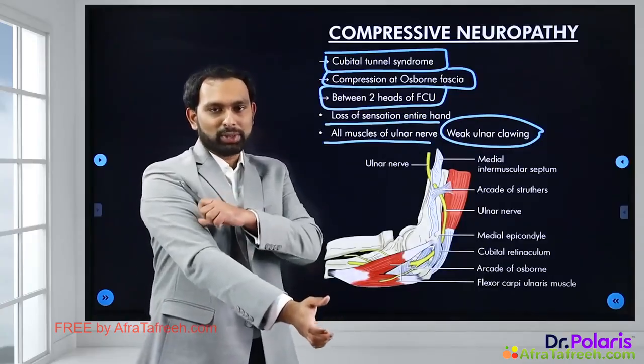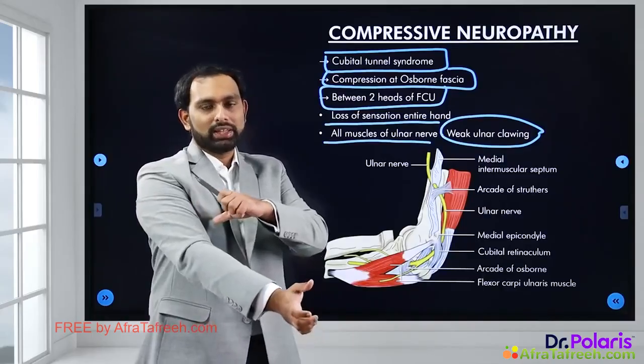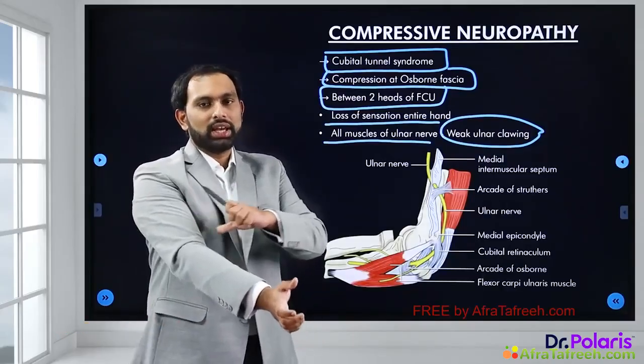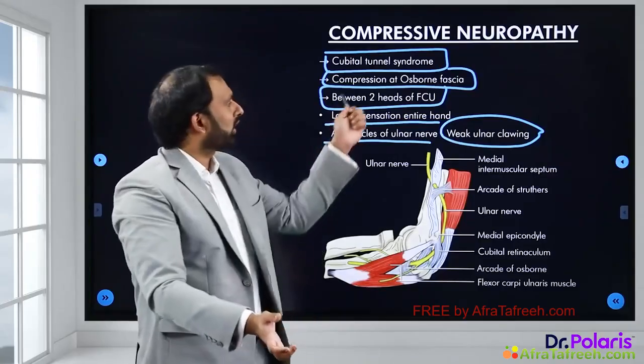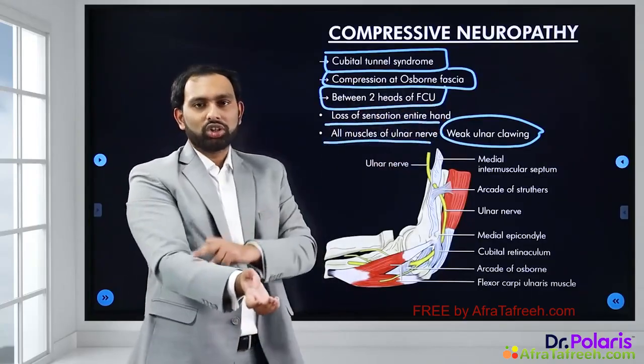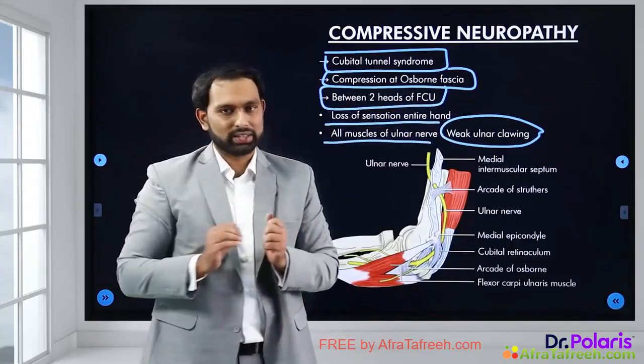It can be a medial intermuscular septum compressive neuropathy. It can be the arcade of Struthers. It can also be the cubital tunnel, or it can be the Osborn's fascia, or the two heads of the flexor carpi ulnaris.